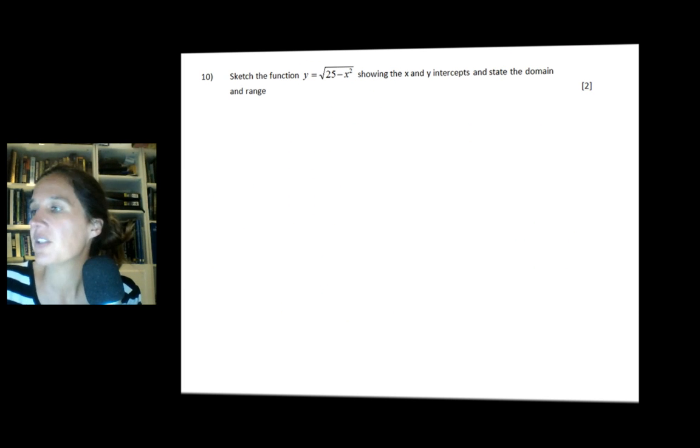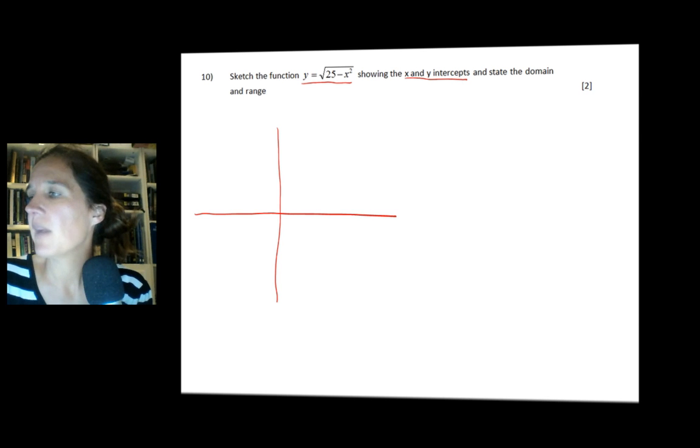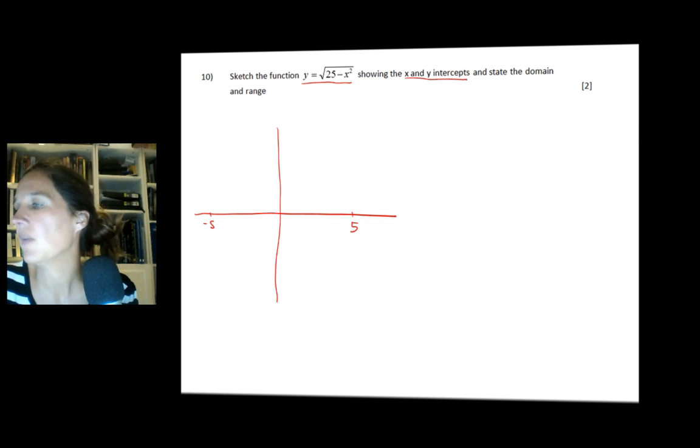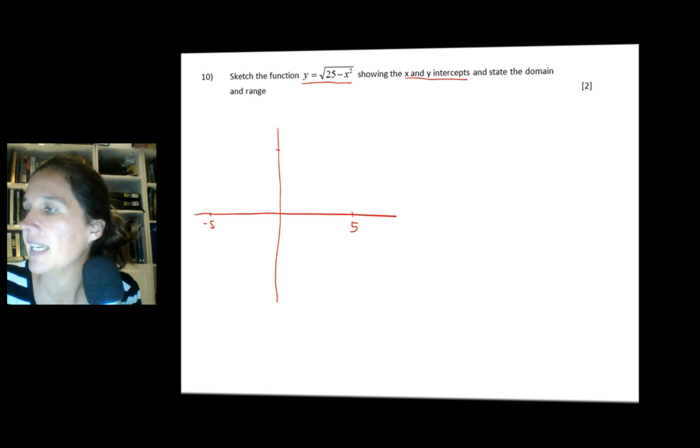Continuing on to question 10, we want to sketch this function showing our x and y intercepts and then state our domain and range. Here we're going to draw our axes. Try and use a ruler when you do yours. Here we've got 25 minus x squared. Our y will be equal to 0 when our x is at -5 and when our x is at +5. Moving this around, y squared, we're going to end up with 5 being our value when we're cutting through our y-axis. So we end up with 5 as well.